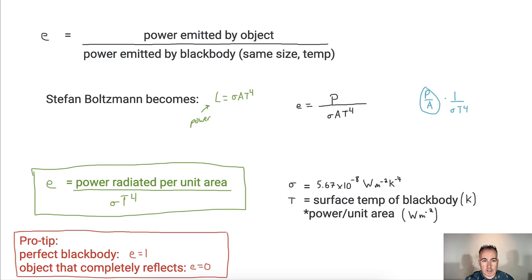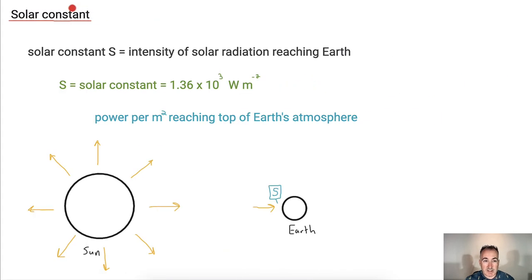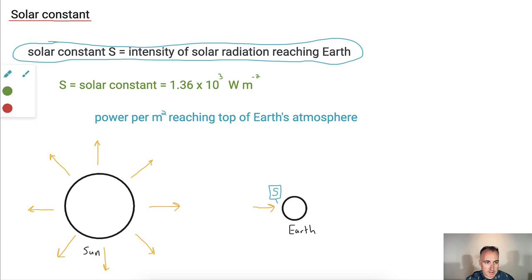Now let's keep going. Let's go a little bit deeper with this one right here. We've got something called the solar constant. We're going to define the solar constant here as the intensity of solar radiation reaching Earth. I think this is going to be an important piece here. We're going to need that. And good news, you don't have to memorize this. You're given this in your data booklet, the solar constant of the Earth.